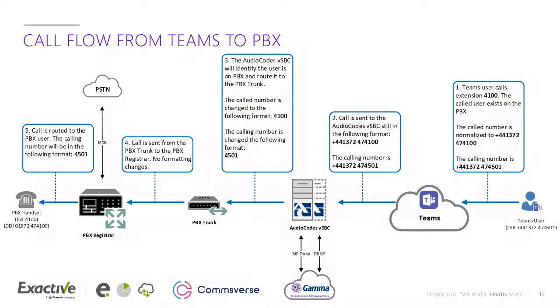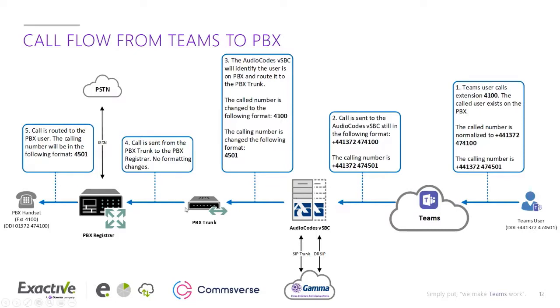It's not necessarily the language it speaks. So there's a little bit of manipulation we need to do here. Essentially the call number is changed to the following format of 4100. The call-in number is changed to the following format of 4501. So we've changed E164 to shortcode 4-digit dial-in. That's how we are making the two speak to each other.